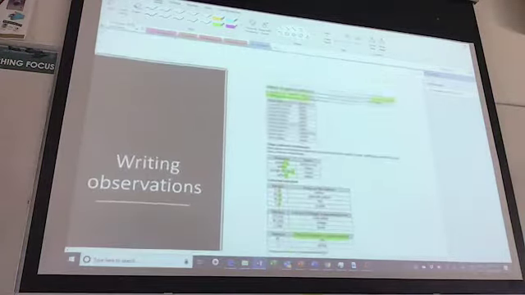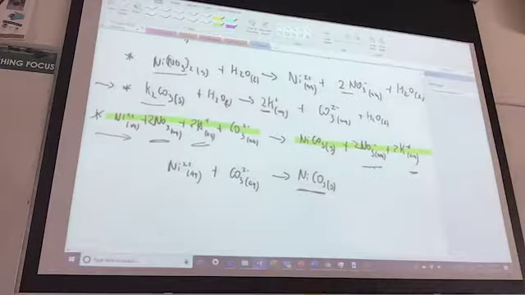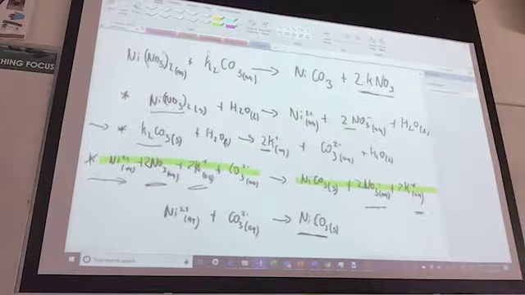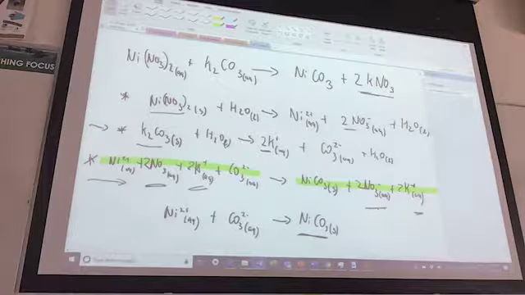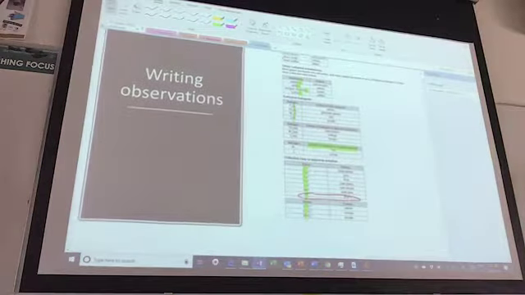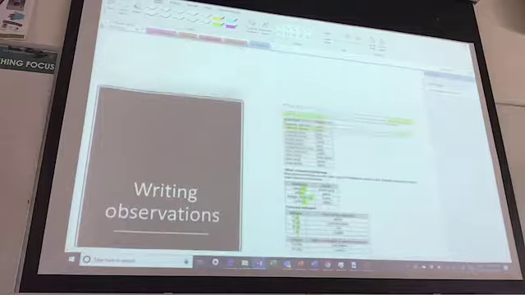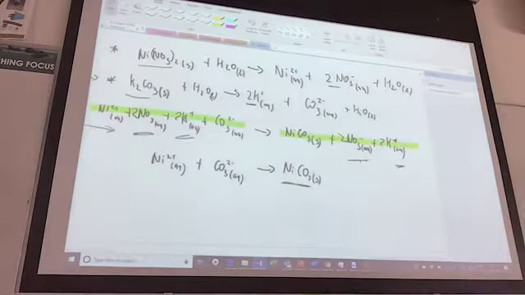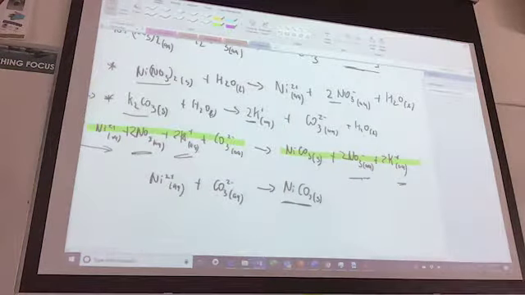So our nickel nitrate solution would be green. And what would our potassium carbonate solution, what colour would that be? So we can see that potassium is not one of our coloured ions, carbonate's not one of our coloured ions, so that would be a clear solution. So we would have a green solution that we're mixing with a colourless solution. When we mix the two together, what happens?